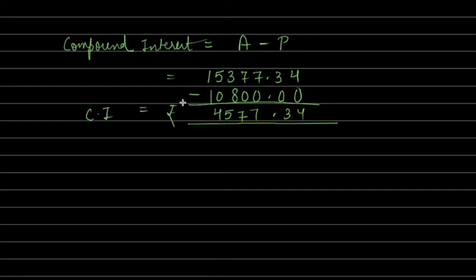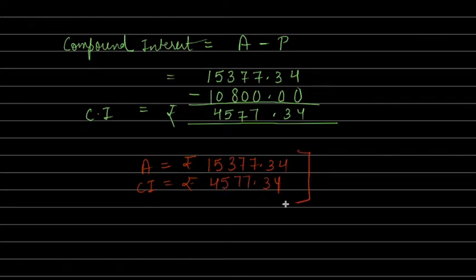Rupees 4577.34. So we can finally write the answer as, therefore the amount in this question is rupees 15377.34, and the compound interest is coming out to be 4577.34. This is the answer of part 1 of this question. Now I hope this is clear and I can move on to part B.